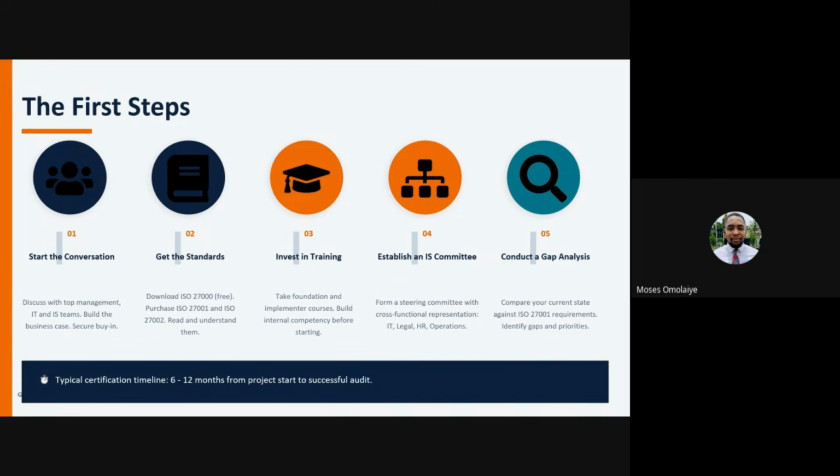And you establish an information security committee, which will be a cross-functional committee across things like IT, legal, operations, HR. And then you conduct a gap analysis. Basically, what is the gap analysis? It's where you are as is, and what's the gap between where you are and where you should be.